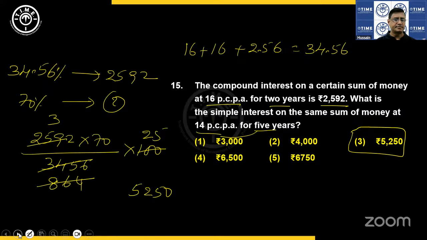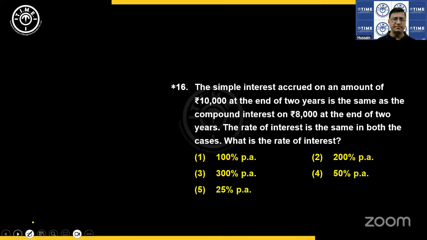Okay. Look at the next example on your screen. The simple interest accrued on an amount of rupees 10,000 at the end of 2 years is the same as the compound interest on 8,000 at the end of 2 years. The rate of interest is the same in both cases. What is the rate of interest? Yes, my dear students, please try this example.